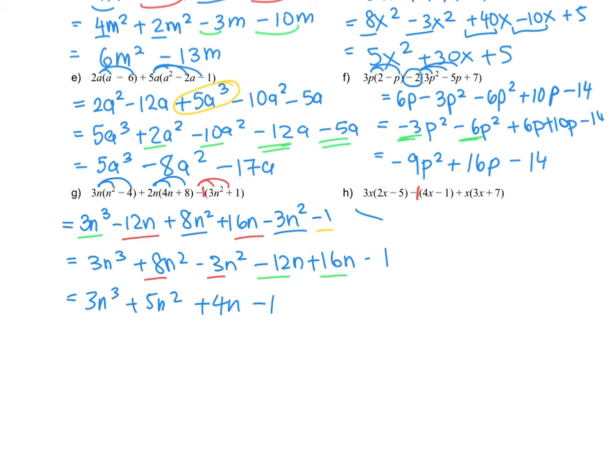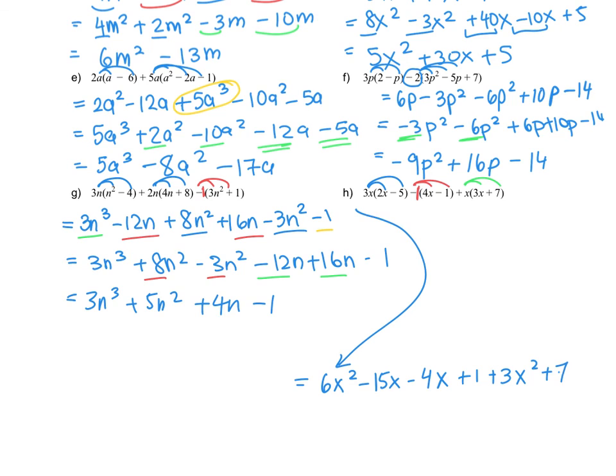All right, so I'm going to do H over here. So first we have the 3x coming in. So you should have 6x squared minus 15x. Then we have this negative 1 coming in, and really it just changes all of your signs. So negative 1 times 4x is negative 4x. Negative 1 times negative 1 is positive 1. And then finally multiply the x in to get 3x squared and 7x.